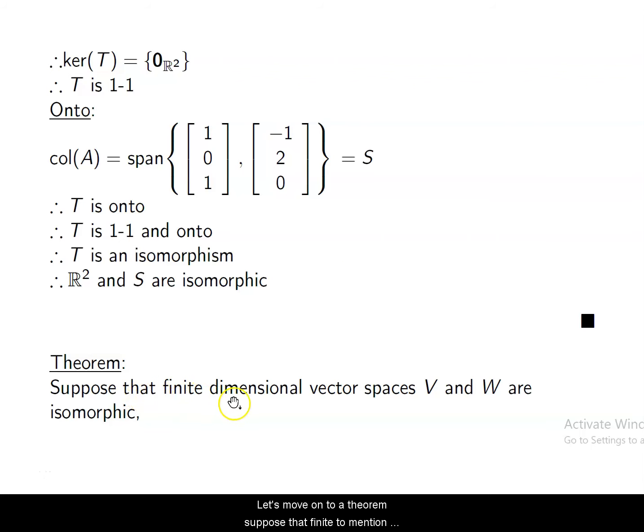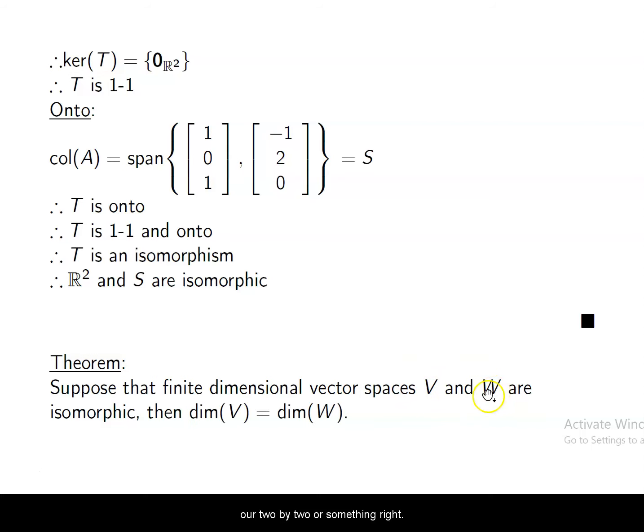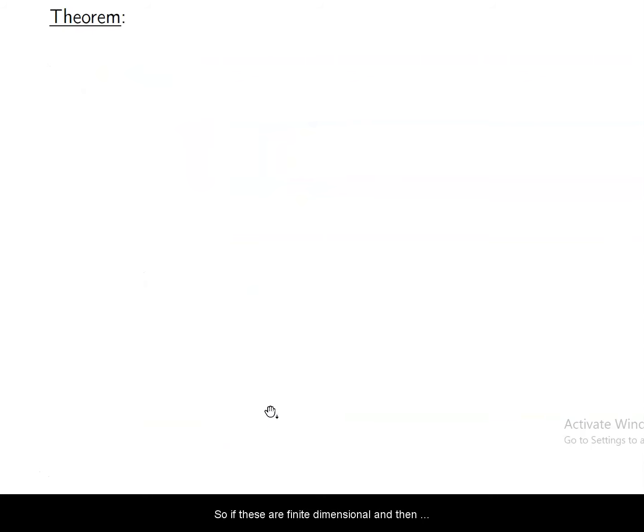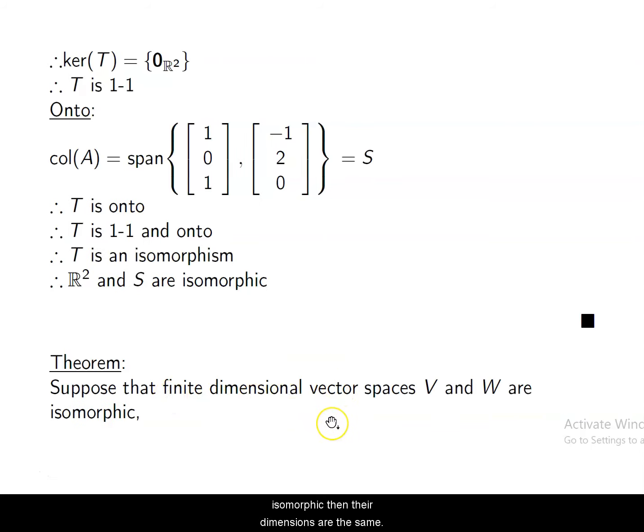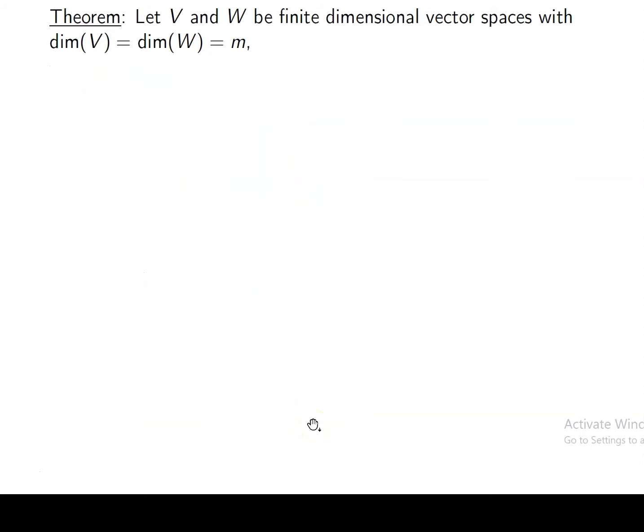Suppose that finite dimensional vector spaces V and W are isomorphic to each other. Okay, so they're just not infinite spaces. There's like R2 and R2 by 2 or something, right? The dimensions have to be equal. So if these are finite dimensional and they're isomorphic, then their dimensions are the same. Right? So another theorem. Let V and W be finite dimensional vector spaces such that their dimensions are the same, because that's what has to happen, right? They can't be isomorphic if they're not the same. M has to be positive, obviously.